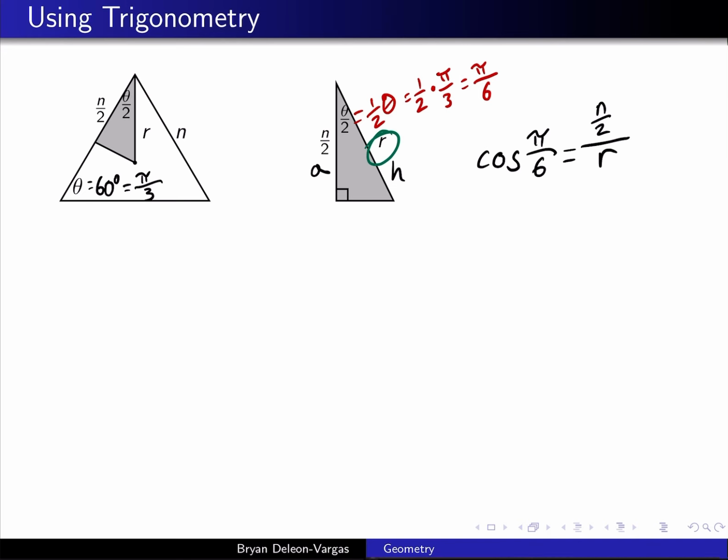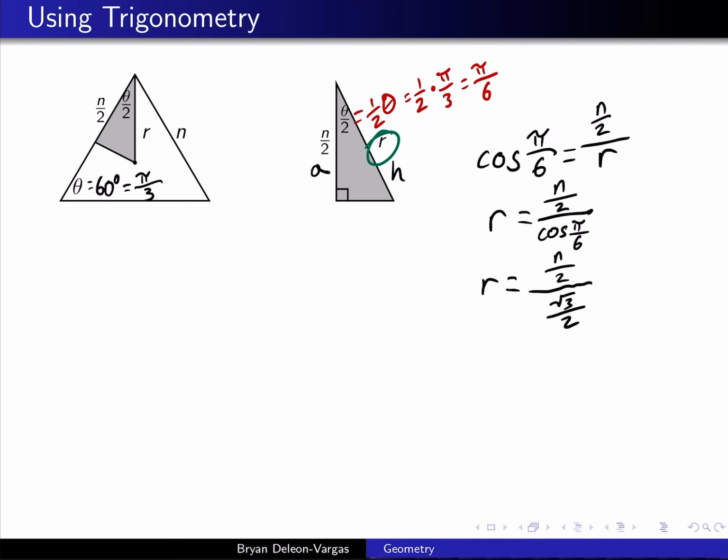So let's go ahead and switch out cosine pi over 6 and r. So r is equal to n over 2 divided by cosine pi over 6. If we remember back to the unit circle, cosine pi over 6, what does that calculate to? Let's do some quick math here. Yes, perfect. That is equal to square root of 3 over 2.